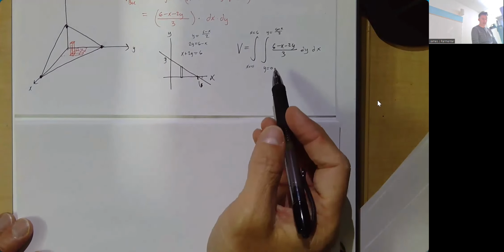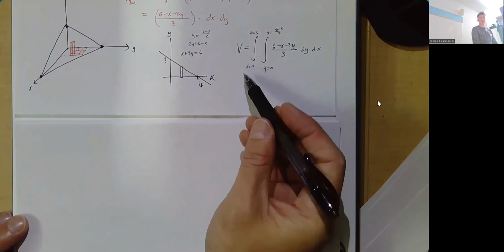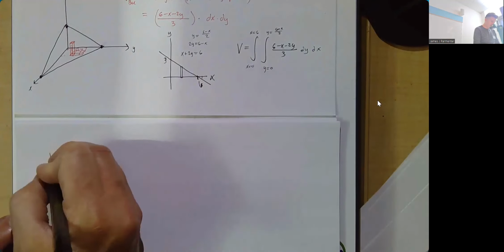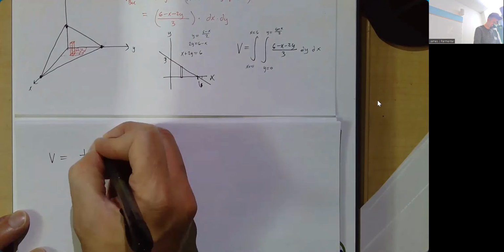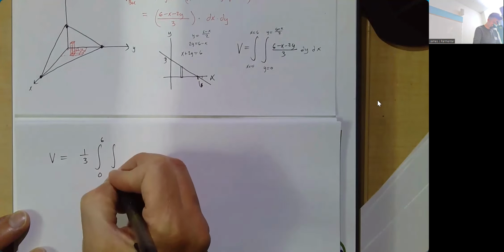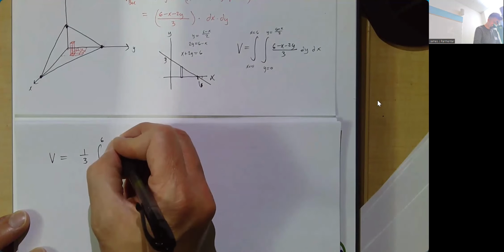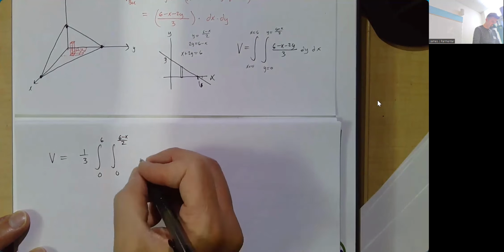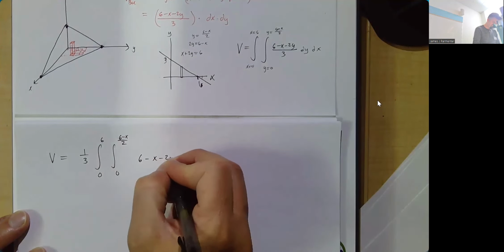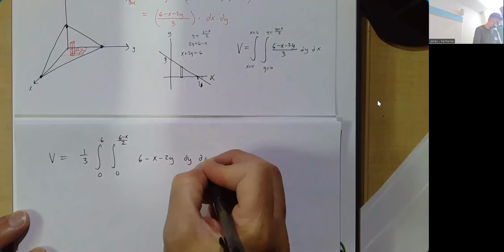If I was rewriting this, I would certainly factor out the 1/3 in front of the whole thing. So I'm going to rewrite the volume as 1/3 the integral from x equals 0 to x equals 6, the integral from y equals 0 to y equals (6 minus x) over 2 of 6 minus x minus 2y dy dx.